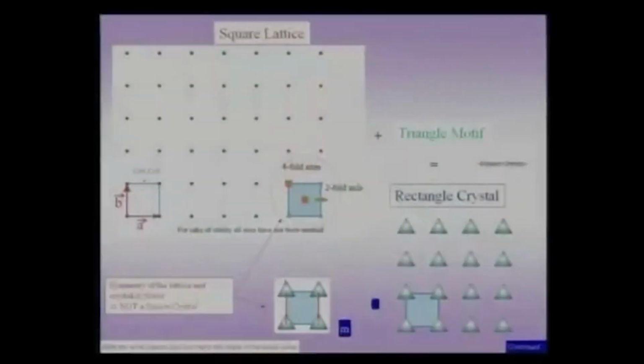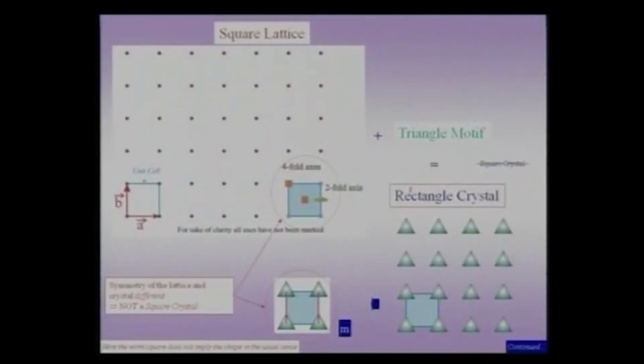So, the symmetry of the lattice was 4 mm. When I made the crystal, the symmetry of the crystal is just a single M, which is the common surviving mirror or the common surviving symmetry element between the motif and the lattice. So, there is just one surviving element which is mirror, and therefore, the symmetry of the crystal happens to be M, and in this case the symmetry of the crystal compared with the symmetry of the lattice has been lowered, and now therefore, the crystal I obtained is a rectangle crystal.